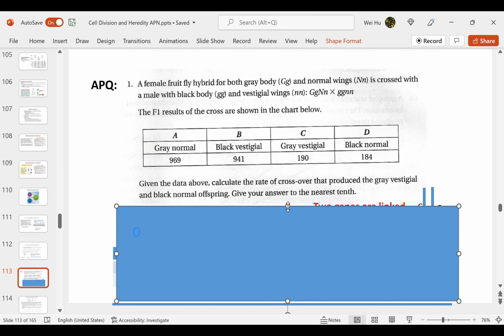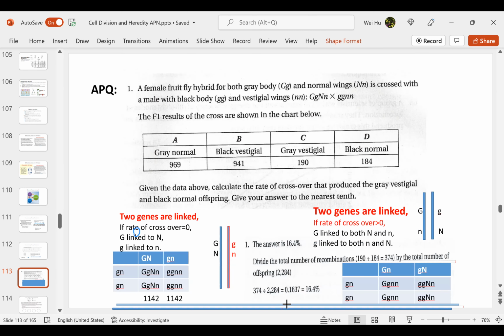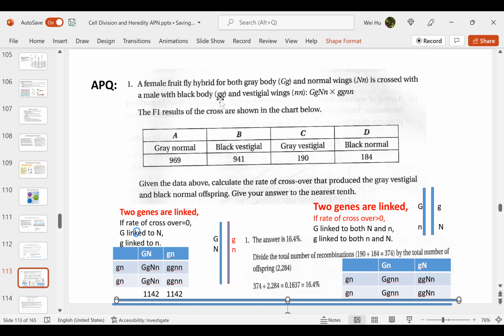Okay, so let's go through together. Okay, so let's start with this one. So two genes are linked. So which two genes are linked? Is big G linked to big N, means that those two alleles are on the same chromosome. So big N on the same chromosome as big G. So small g is same chromosome as small n. So this is linked. Okay.